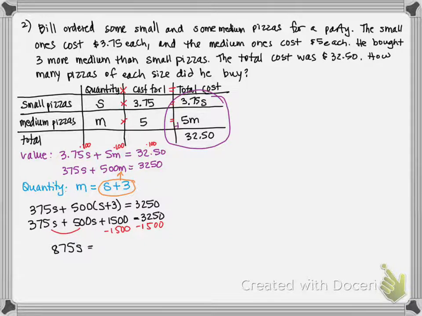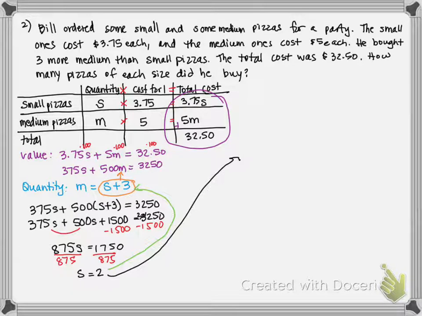875S equals 1,750. We're going to divide both sides by 875, and 875 goes into 1,750 exactly twice. So I'm going to take that information and substitute it here so that I can get the number of medium pizzas is going to be 5.